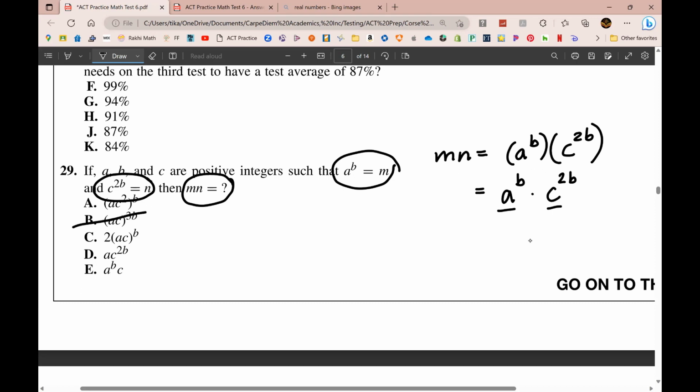Like, for example, answer choice B is like that, and that's not possible. I do realize, though, that they both have a B here and here. And I can pull that out. So if I did AC squared to the B power, well, remember, if I were to multiply this back out, it would just distribute to each entity inside the parentheses. So it would go back to being A to the B times C to the 2B, right?